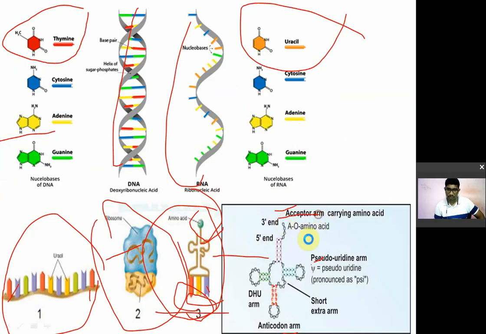We can see what this is known as acceptor arm. This one is known as a D arm or dihydrouridine arm. This one is known as a T-Psi-C arm, so that is known as pseudouridine arm, and this one is known as a variable arm. Short one is variable. This is the structure of tRNA, which will look like a clover leaf. Clover का plant है, उसका पत्ता जो होता है उस तरीके से वो दिखता है.